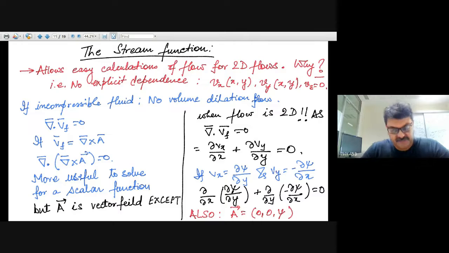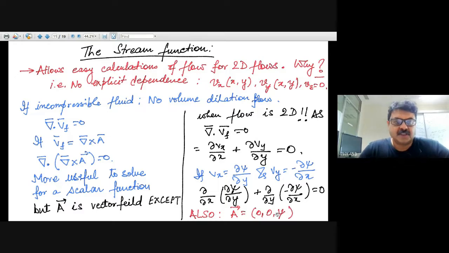You get your velocity fields, right? And you can trivially check that in this case, if you have a scalar field psi, and you define something called the stream function, this psi is called the stream function, then your A vector field will be (0, 0, psi). You can just take the curl of it and you'll get your Vx and Vy, right? So you can just check for the curl.